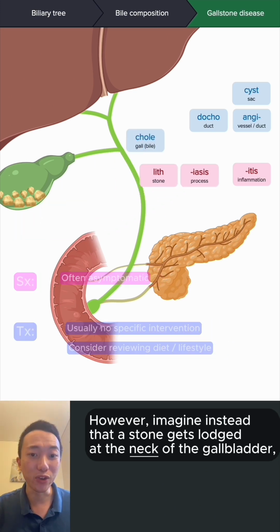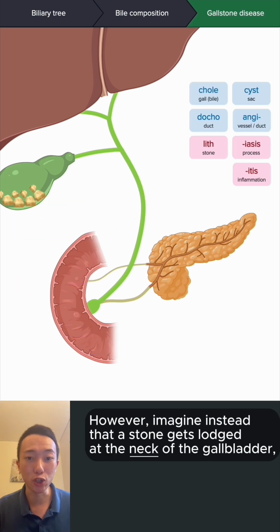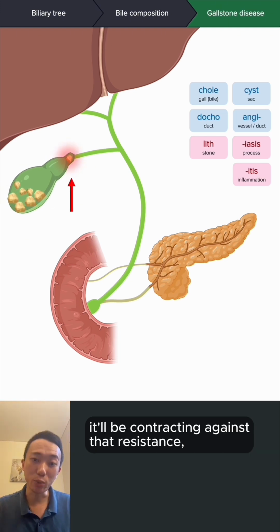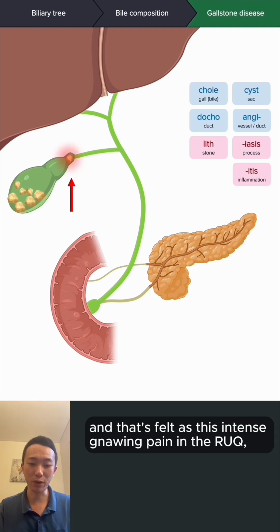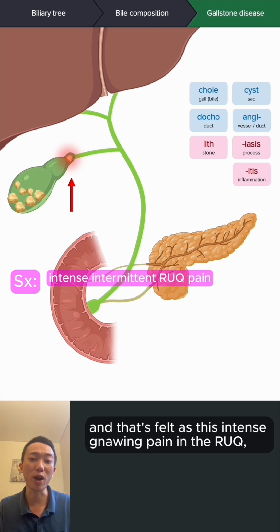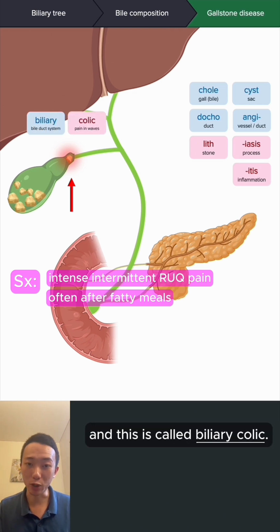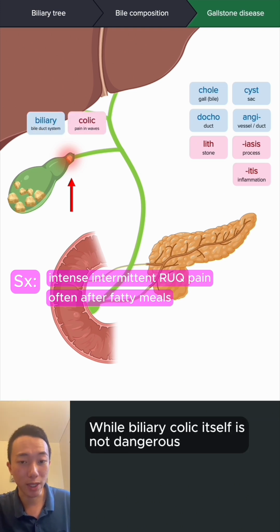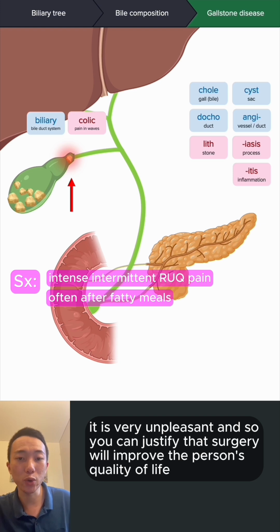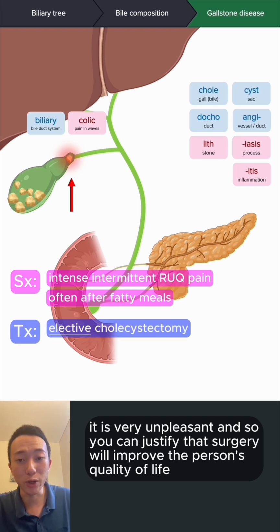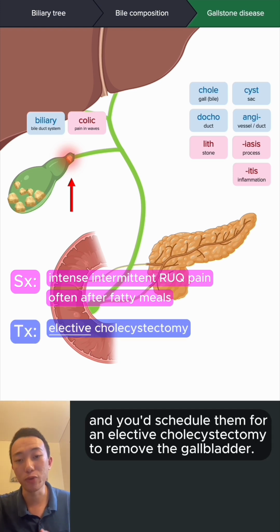warrant surgery. However, imagine instead that a stone gets lodged at the neck of the gallbladder. Now each time the gallbladder tries to squeeze, it will be contracting against that resistance, and that's felt as this intense gnawing pain in the right upper quadrant, most commonly after fatty meals because that's when the gallbladder tries to release bile, and this is called biliary colic. While biliary colic itself is not dangerous, it is very unpleasant, and so you can justify that surgery will improve the person's quality of life, and you'd schedule them for an elective cholecystectomy to remove the gallbladder.